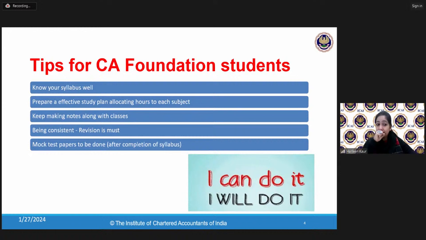Make an effective study plan, allocating hours. It says hours, I say don't do it on an hourly basis, do it topic-wise. Today I'm going to finish off this topic. That's it. I have to complete it. Sometimes Mr. A's student will take 2 hours to complete a particular topic. Mr. B might finish it within half an hour. So do it topic-wise.